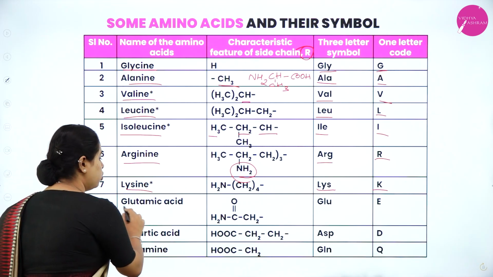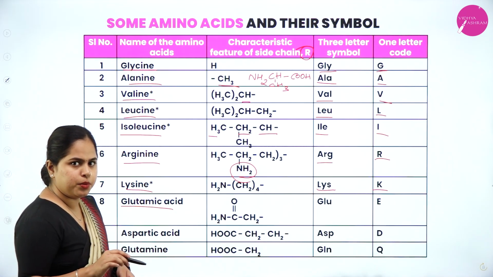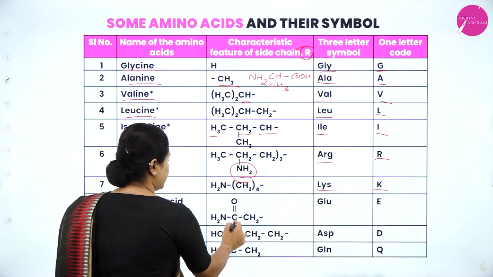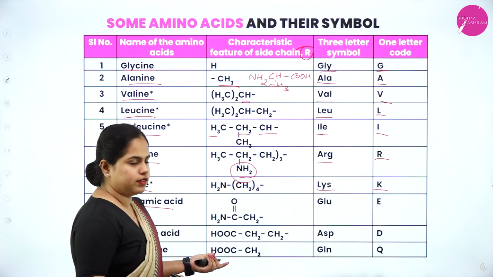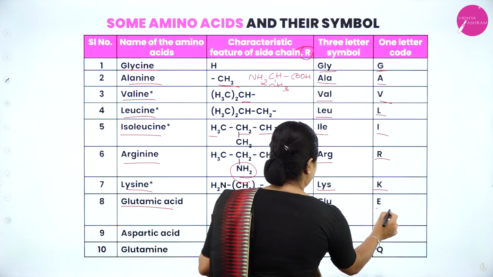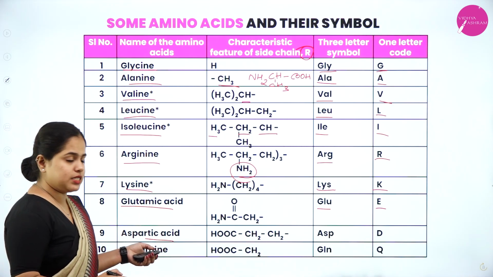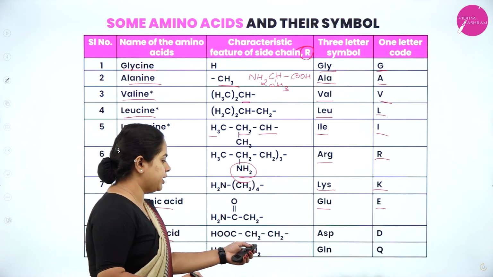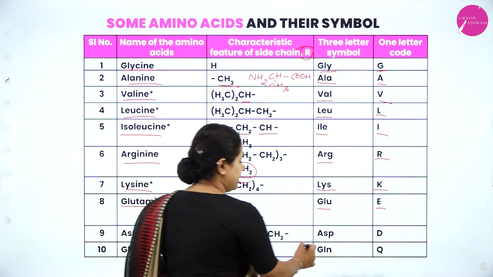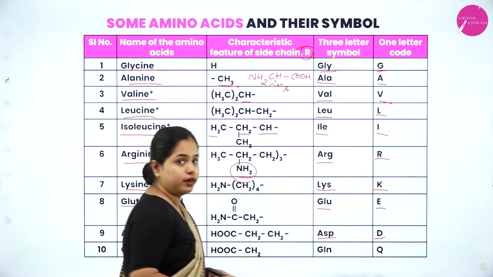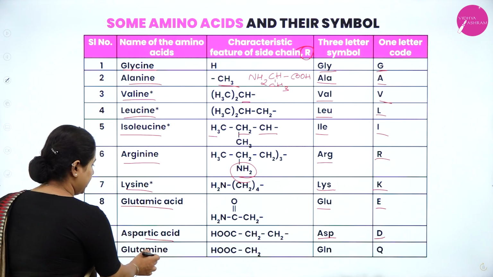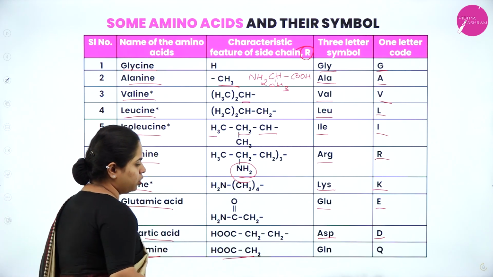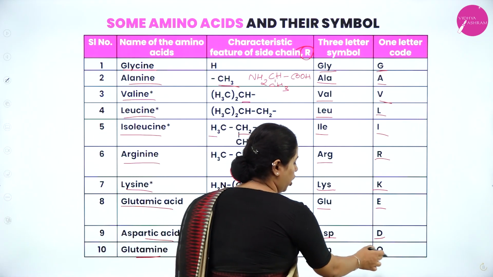Moving on to the next one, glutamic acid. So some acid will also be there, right? So it is NH2CO CH2. This is an amide which is present, and then you have GLU and represented as E. So the next one is aspartic acid. You have COOH CH2 CH2, which is the alkyl group, and it's represented as ASP or D, right? Next one is glutamine. This is COOH CH2, and it's represented as GLN or Q.